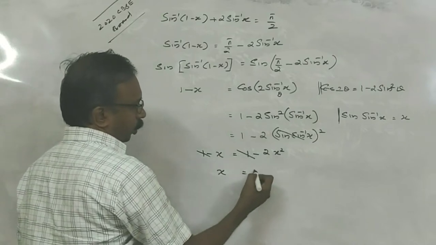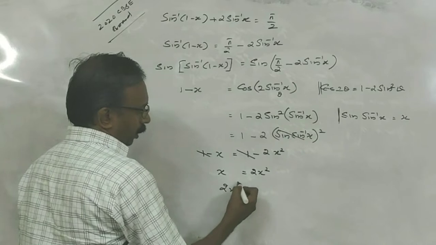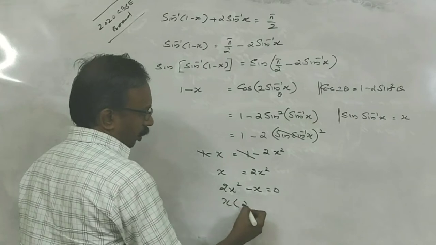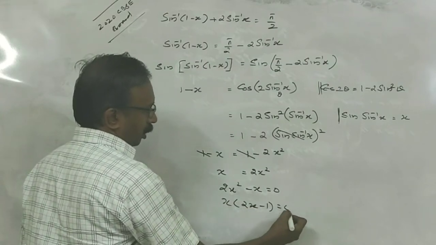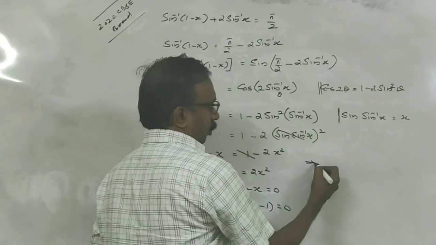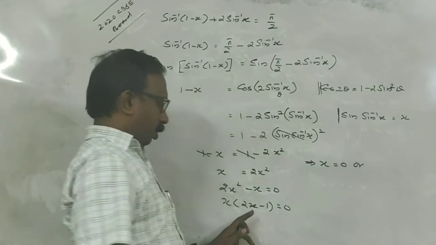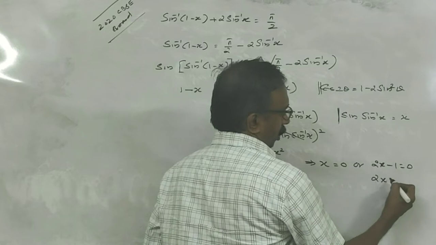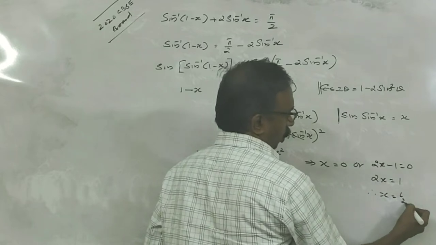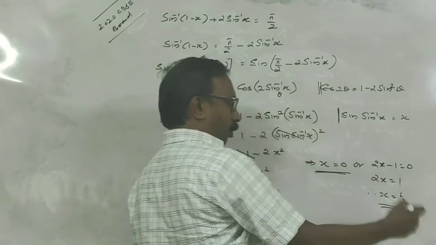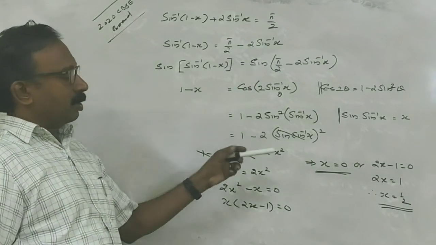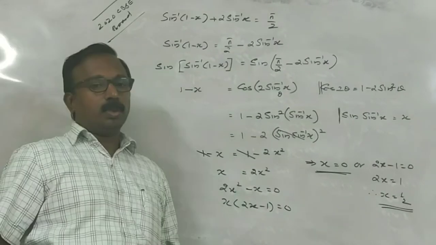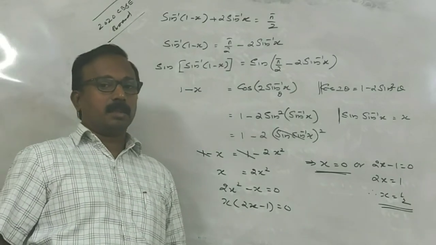Now x is equal to 2x square, or 2x square minus x is equal to 0, x into 2x minus 1 is equal to 0. So x is equal to 0 or 2x minus 1 is equal to 0. So 2x is equal to 1, therefore x is equal to 1 by 2. Here we have two values for x, x is equal to 0 and x is equal to 1 by 2. This question was also asked in the 2020 board examination, isn't it?